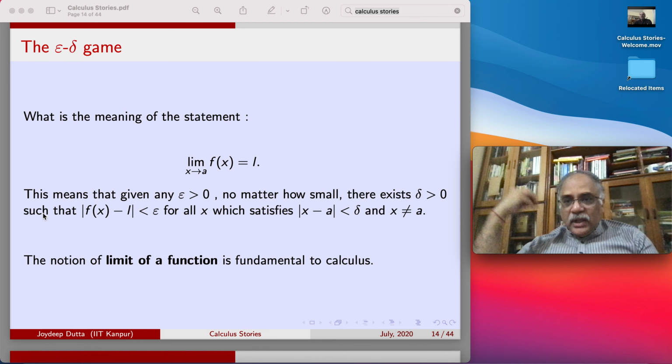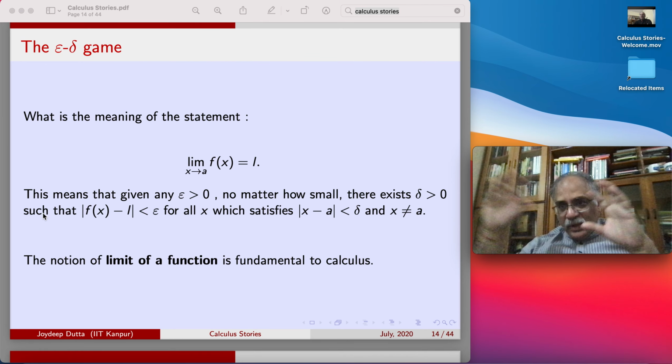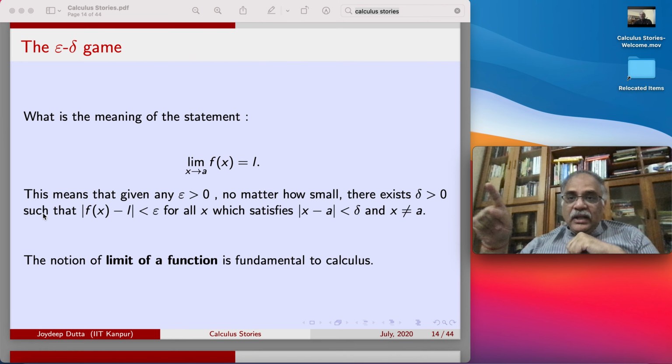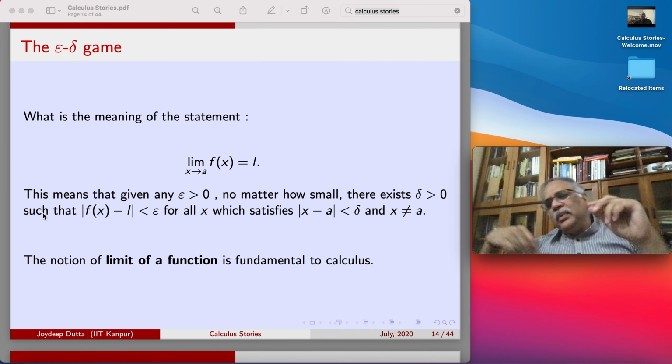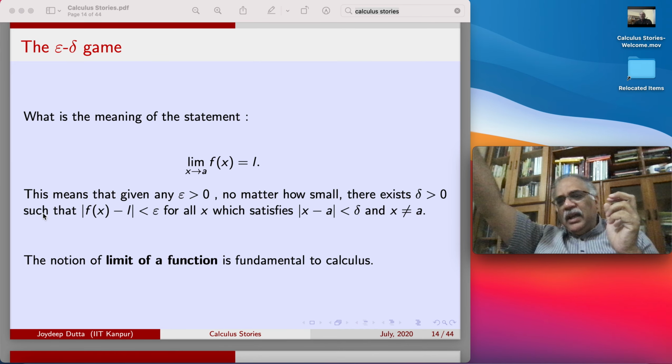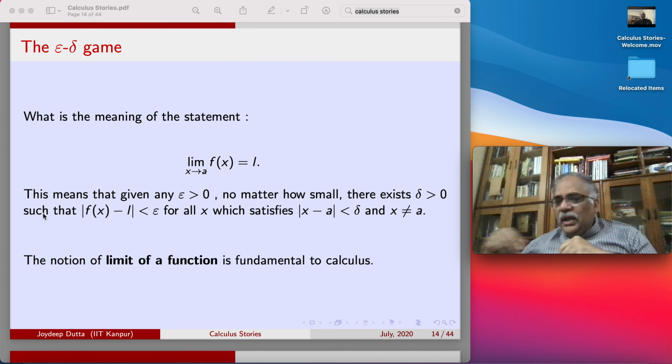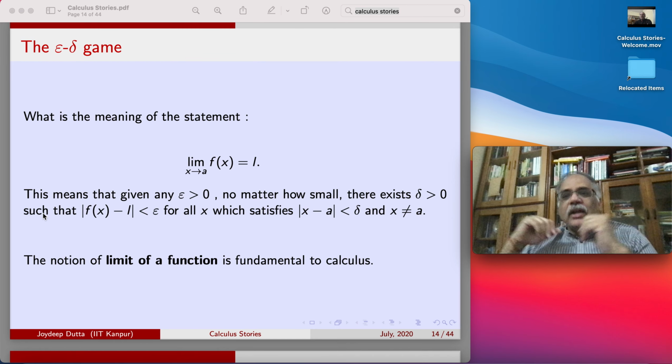If you tell me, you give me a distance, fix a distance for me, then find the x's for which f(x) is within this range of L, that is, f(x) is within L plus epsilon and L minus epsilon. If I say that for some x which is very far from A, f(x) is within that range, and for some near A it is there, it cannot happen.